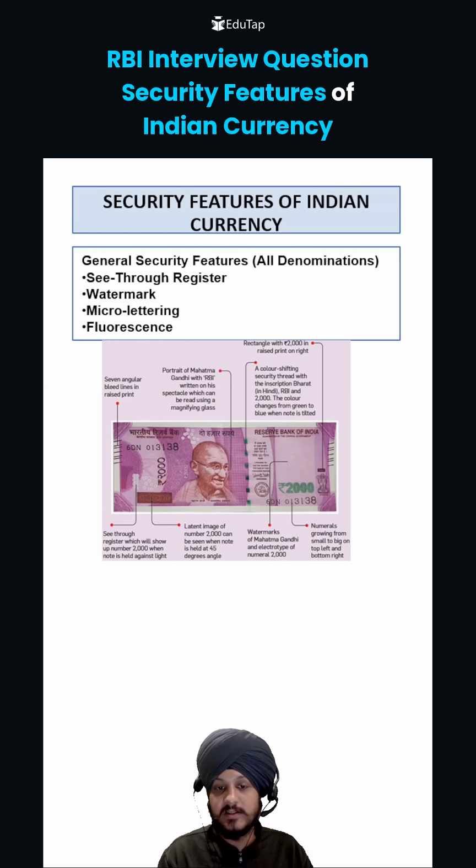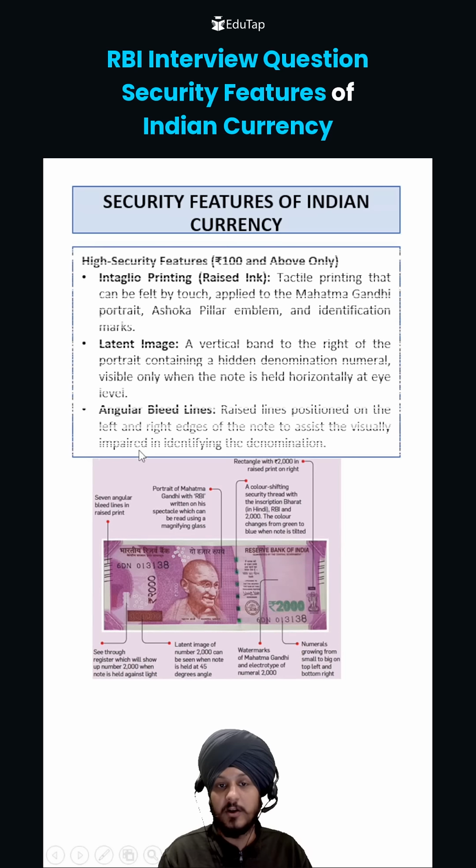The next is fluorescence. These are panels and optical fibers that are embedded in the paper, which glow and are visible under UV light. Now let us see the high security features also. These are the features that are available for notes that are rupees 100 and above only, right?